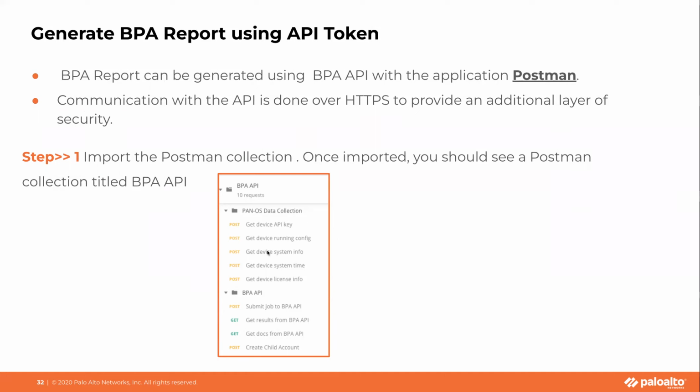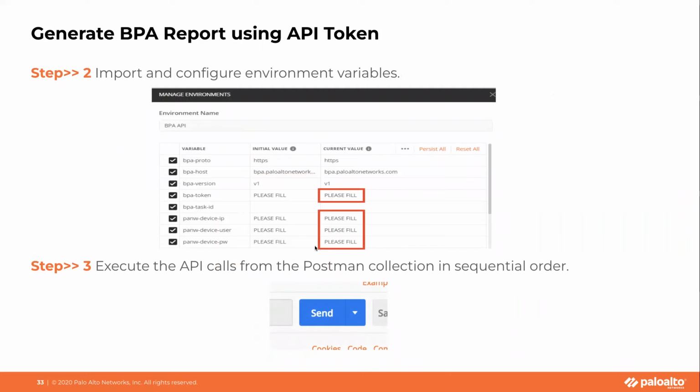Once we download the application, we import all the configuration environment variables. You can see the variables here. These include the BPA API token, and then the IP, device user, device, and all this information you see.